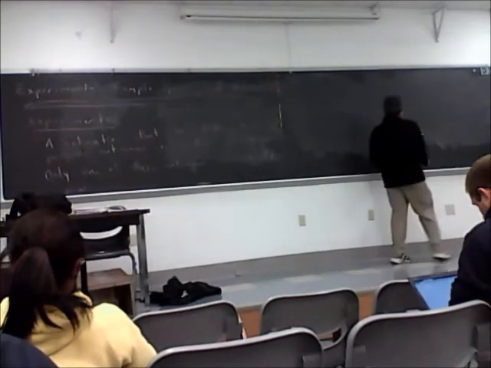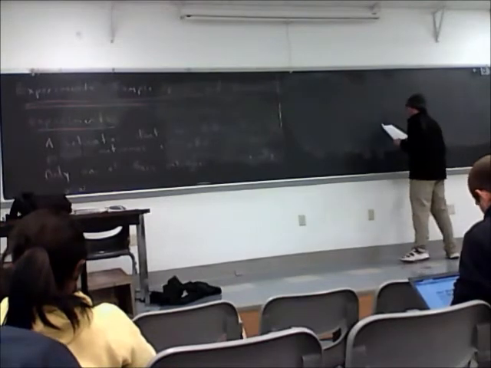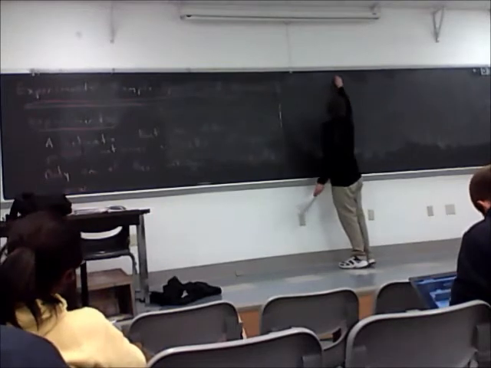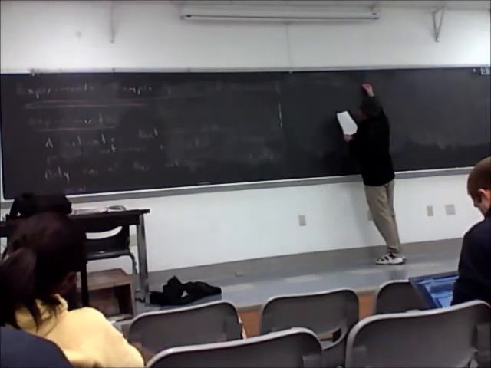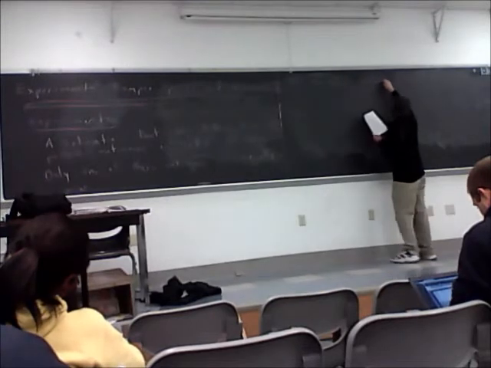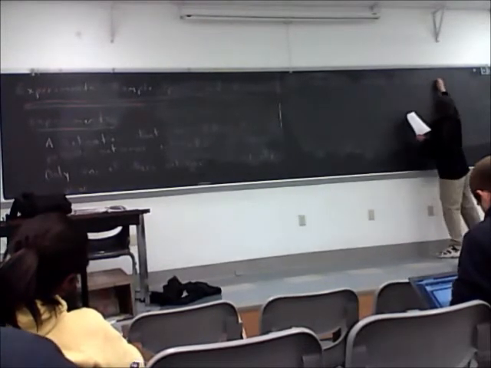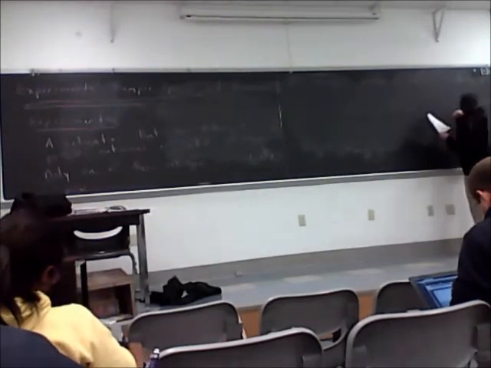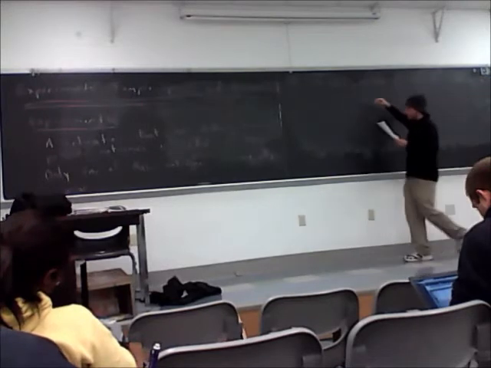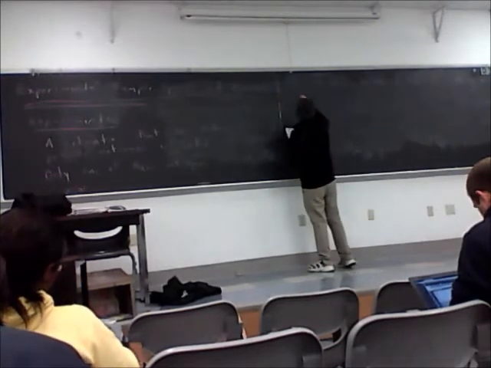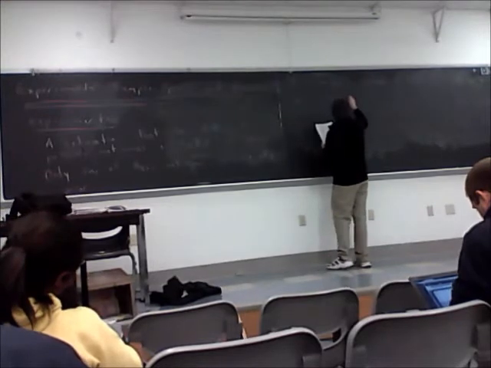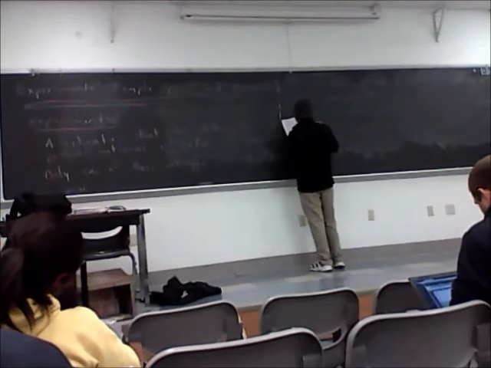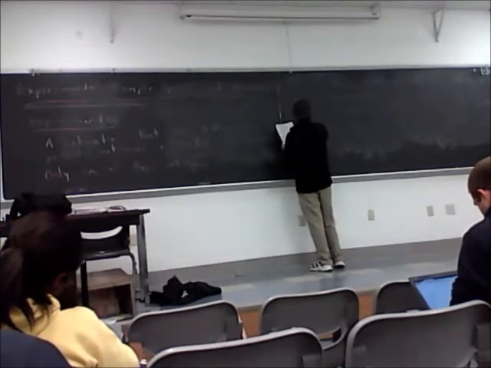And then think of it like this. So for example, tossing a coin, rolling a die, and these are experiments. So these are experiments. So now let me tell you what the sample spaces are.